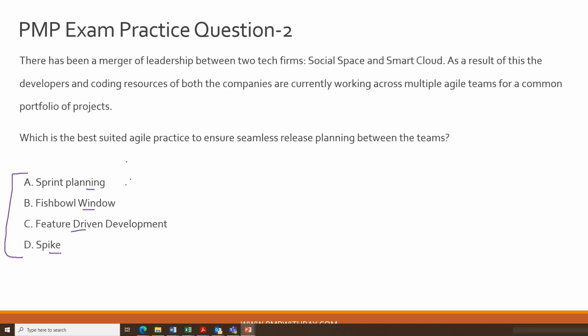Okay, so anyways, let's start solving this question together. There has been a merger of leadership between two tech firms, Social Space and Smart Cloud.